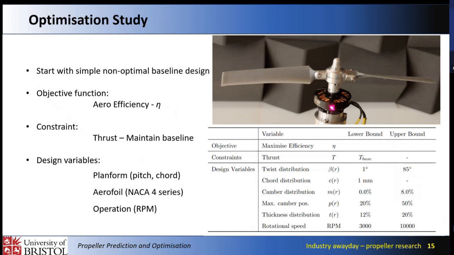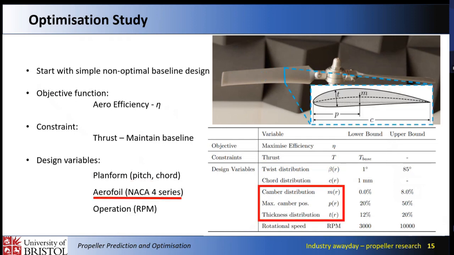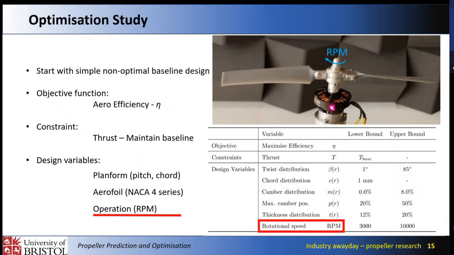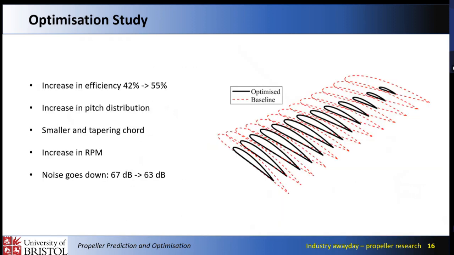And the design variables we're looking at are the plan form, so the chord and the twist distributions. We can also modify the aerofoil section shape, so the camber, thickness, etc. And we can also modify the operating conditions, so we can modify the RPM. In this, we're not looking at changing the diameter, so we're keeping the diameter fixed. So the results for this, we can run this optimization very, very quickly.